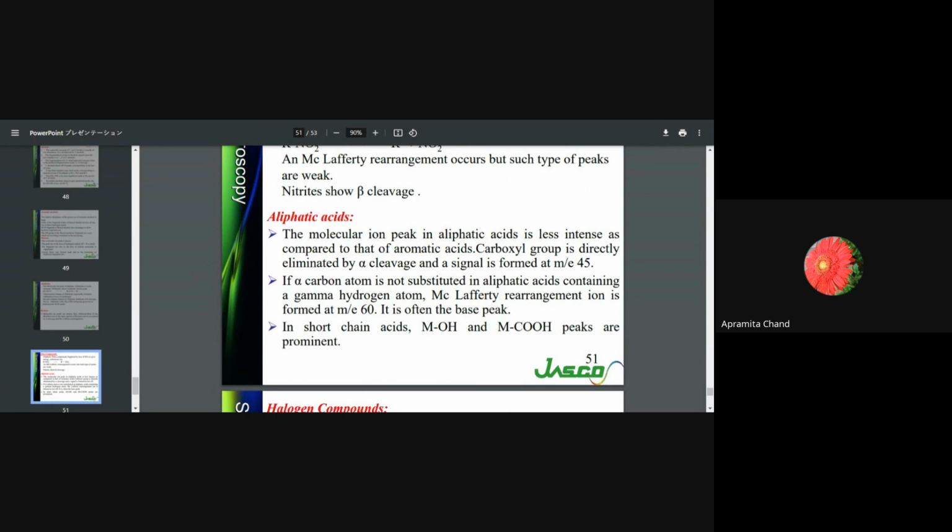For aliphatic acids, you can see that the carboxyl group can be directly eliminated. The signal will be formed at m/e 45, ठीक है, and McLafferty rearrangement ion can be formed at m/e 60, and it is the base peak. In short chain acids, M-OH and M-COOH peaks are prominent.